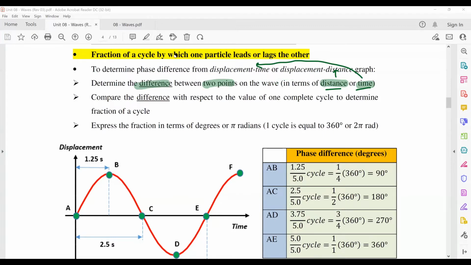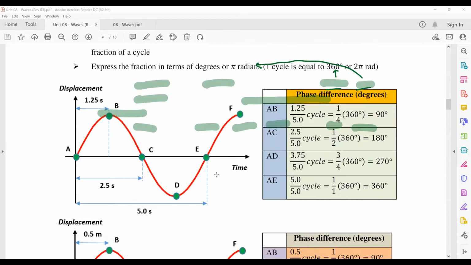Okay, so once you determine the difference between those 2 points, what we'll need to do is to compare the difference with respect to the value of one complete cycle in order to see how much of a fraction of a cycle it is. And then from there, you express the fraction in terms of degrees or pi radians, because we know that one cycle is equal to 360 degrees or 2 pi radian. So let's see some examples here.